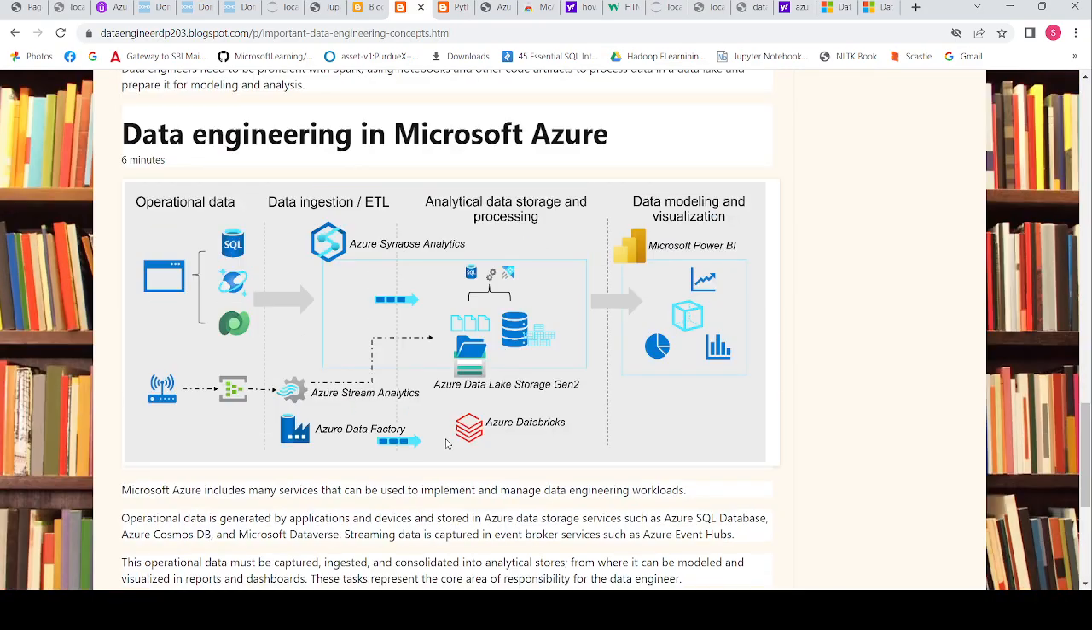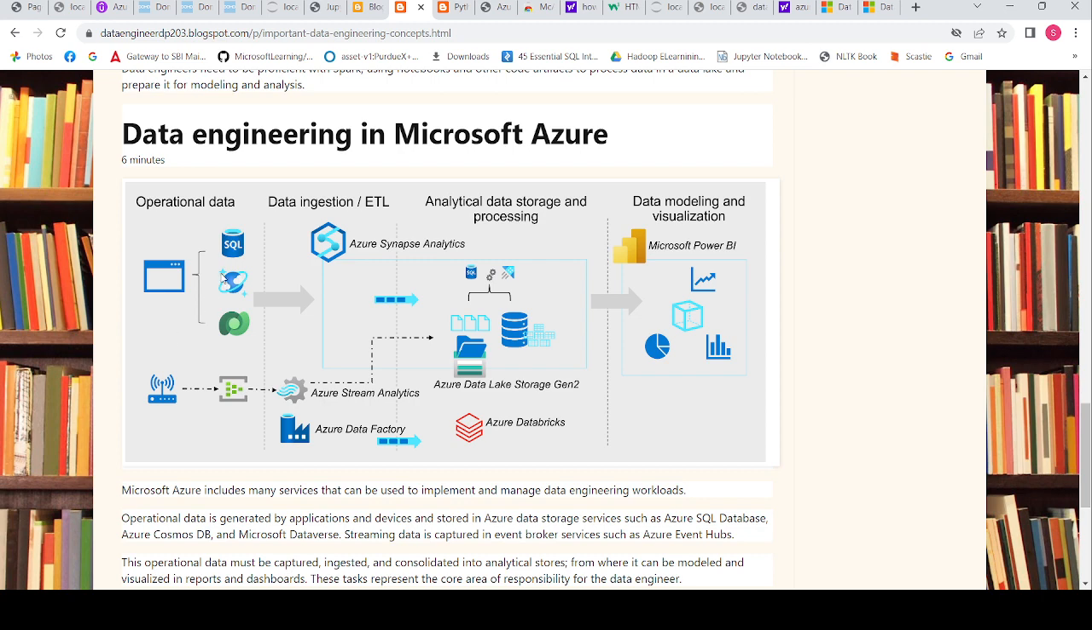Hello everyone. In this video, I am going to explain data engineering in Microsoft Azure. This is the diagram which I am going to use to explain this concept. In Microsoft Azure, we have various services available for data engineering.